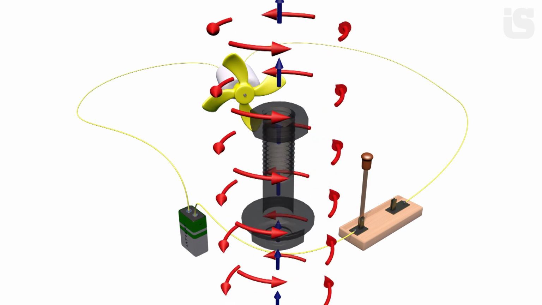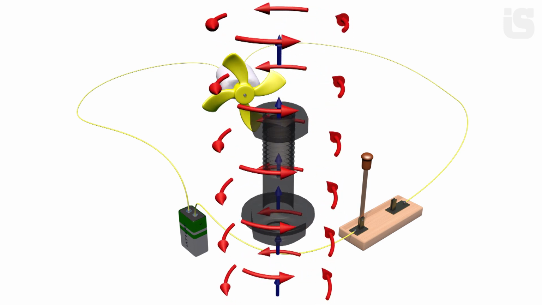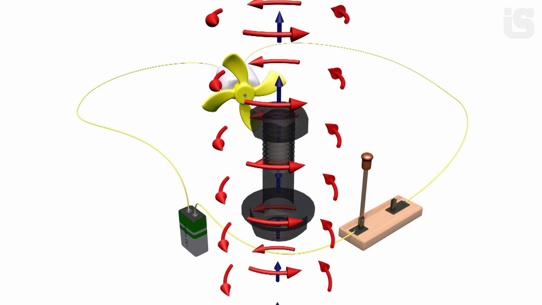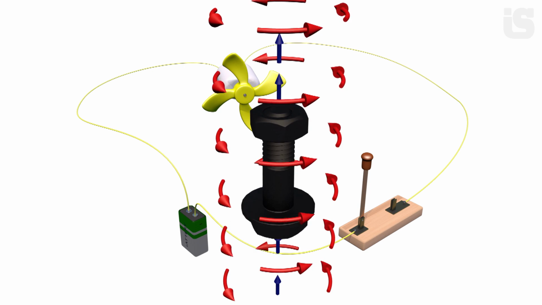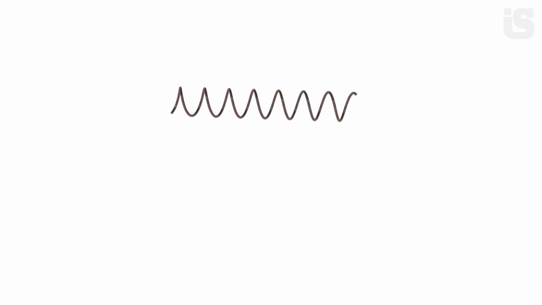Imagine that you are screwing a right-handed bolt into a nut. The translational motion of the bolt will be the direction of the electric current, and the rotational motion of the bolt will coincide with the direction of the magnetic field. Now let's twist the electric wire into a spiral and run an electric current through it.